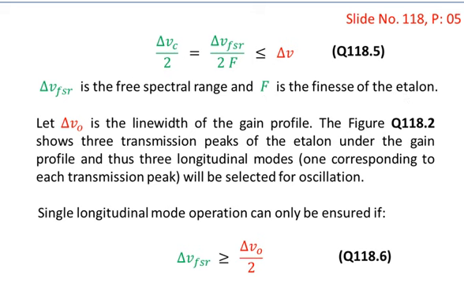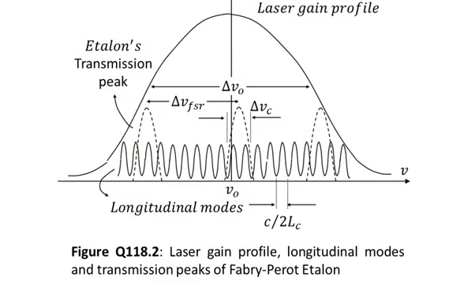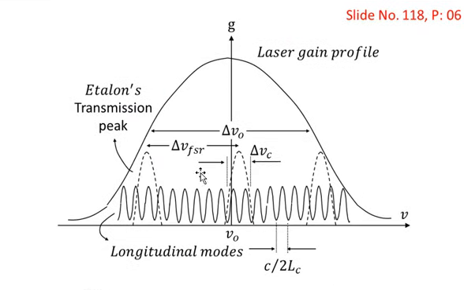Let me show you the free spectral range over here. You can see that the space between the peaks of two consecutive transmission peaks of the Etalon is called delta nu FSR. That is the free spectral range in frequency. And the ratio of this delta nu FSR to delta nu C will give you the finesse of the interferometer.